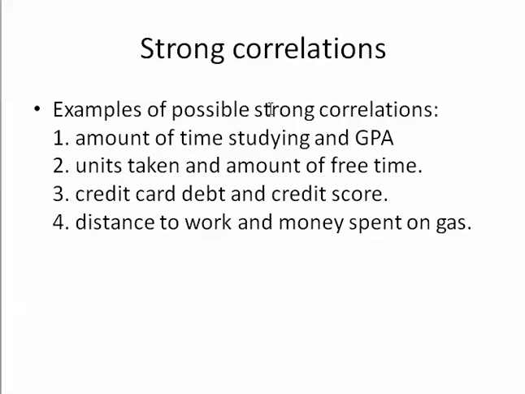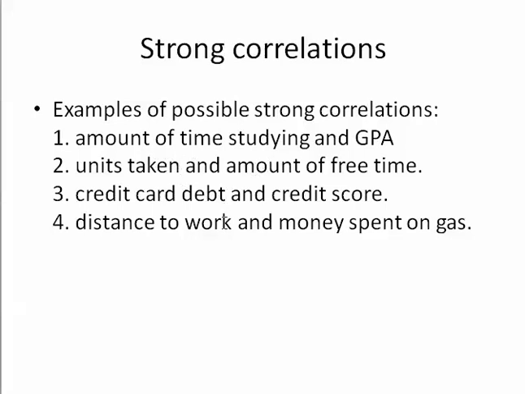Here's some examples of some possible strong correlations. So amount of time studying per week and GPA is probably a strong correlation because people who study more probably earn higher GPAs pretty consistently. So it's probably a pretty consistent relationship. So it's probably a pretty strong correlation. Also, people who take more units in college probably have less free time pretty consistently. There probably aren't that many people who are taking 5 classes in a semester and have a lot of free time. So this is probably a pretty strong correlation.